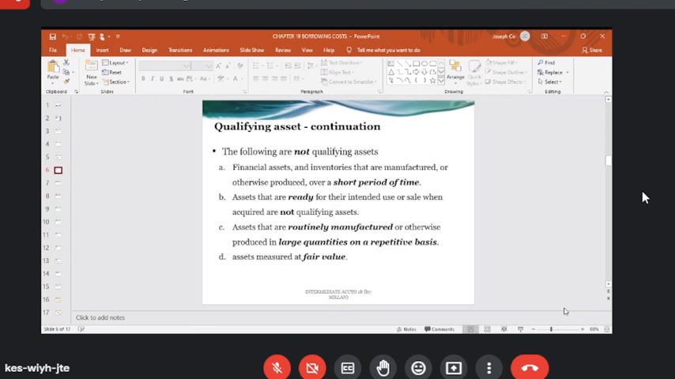The following are not qualifying assets: financial assets and inventories that are manufactured or otherwise produced over a short period of time. Assets that are ready for their intended use or sale when acquired are not qualifying assets. Also excluded are assets that are routinely manufactured or otherwise produced in large quantities on a repetitive basis, and assets that are measured at fair value.